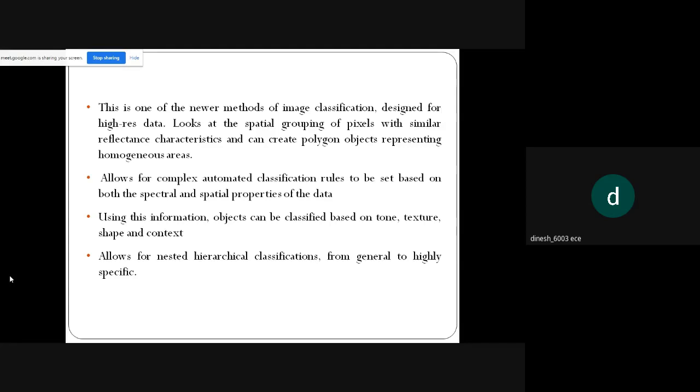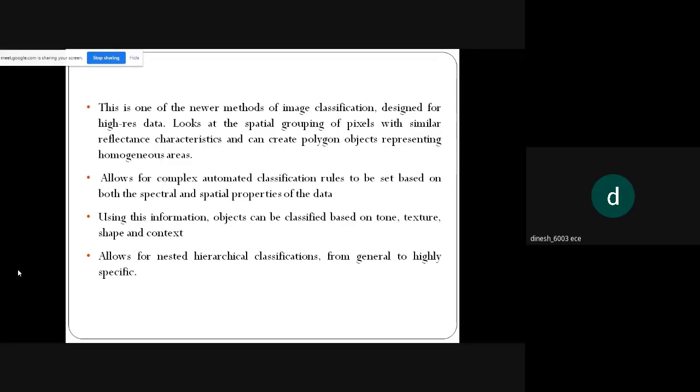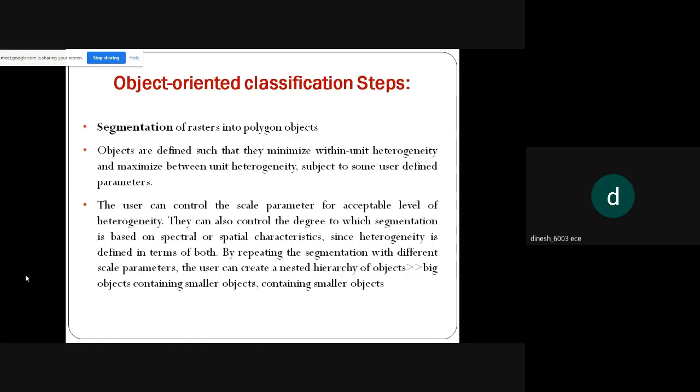Using this information, objects can be classified based on tone, texture, shape, and context. This allows for nested hierarchical classification from general to highly specific parts. So these are the steps that are used for object-oriented classification.